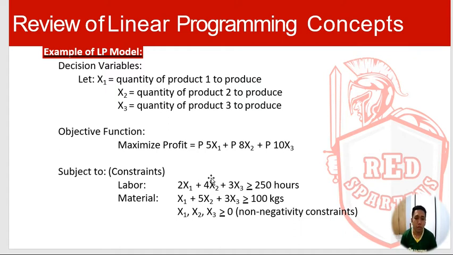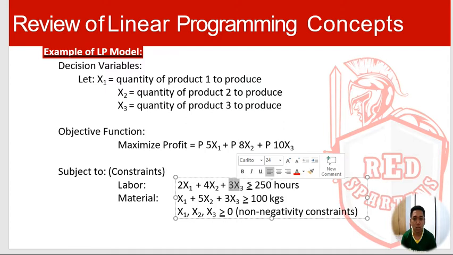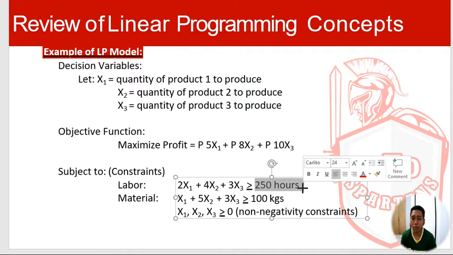We have an objective function which is maximize profit. P is profit of 5x1 plus profit of 8x2 plus profit of 10x3, for example. This is just an example. Having a constraint of labor, gano'ng kadami lang yung kayang i-provide na labor, for example, is 2 hours para matapos si x1, 4 hours para matapos si x2, and 3 hours para matapos si x3. And it should be greater than or equal to 250 hours. Pwedeng yun yung target ni company.